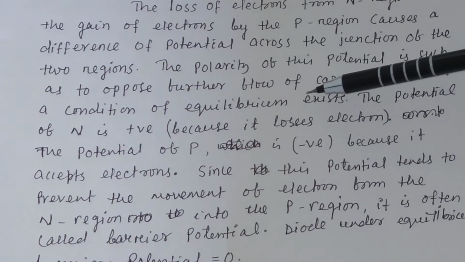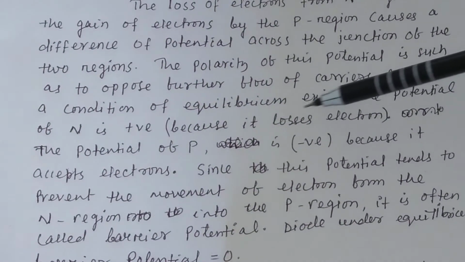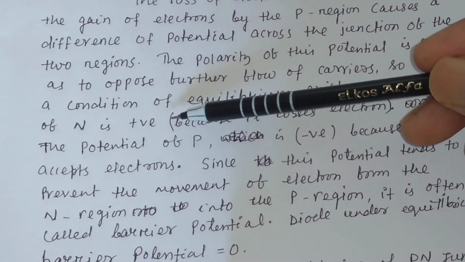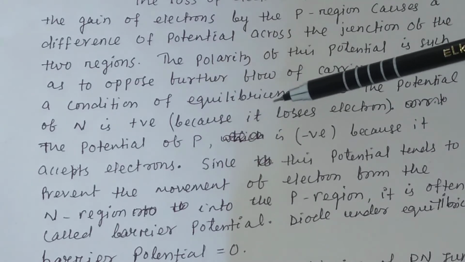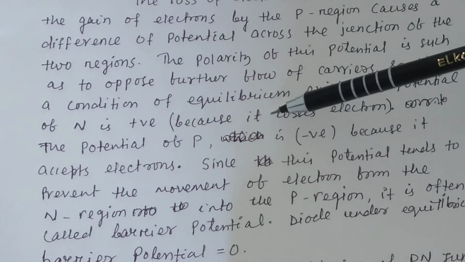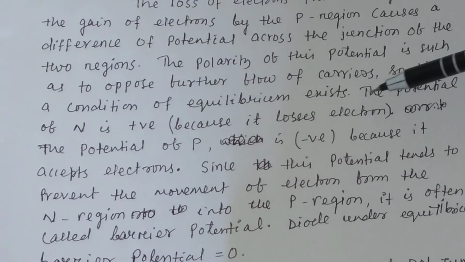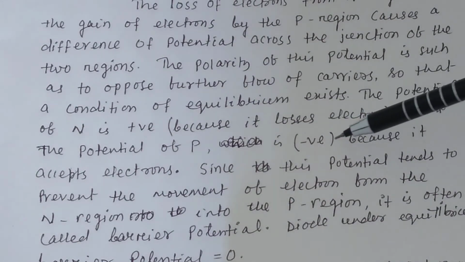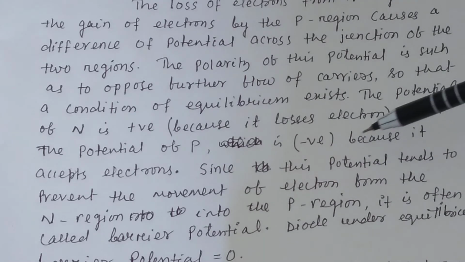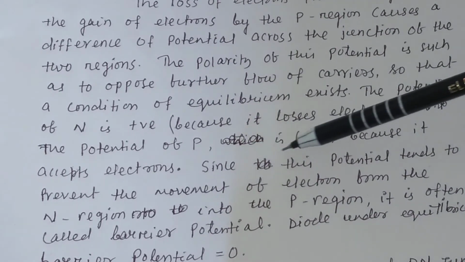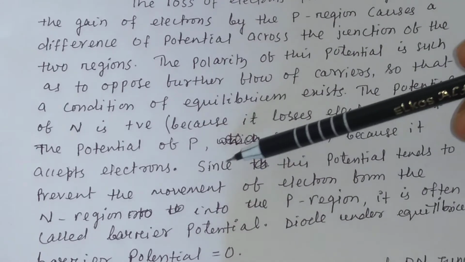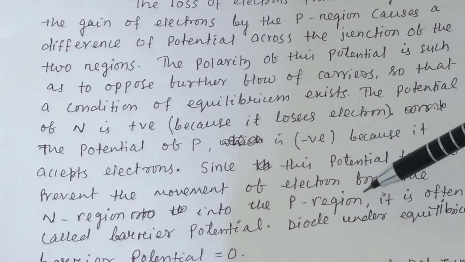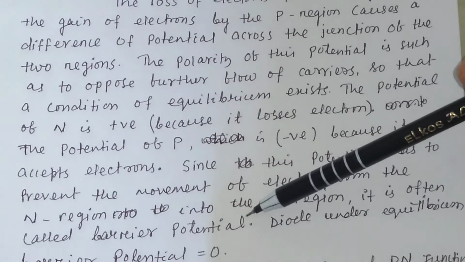The potential of n is positive. We know the potential of the n side of the semiconductor p-n junction is positive, because the n-type semiconductor loses electrons, and the potential of p is negative because it loses holes, or it accepts electrons. Since this potential tends to prevent the movement of electrons from the n region into the p region, it is often called barrier potential.